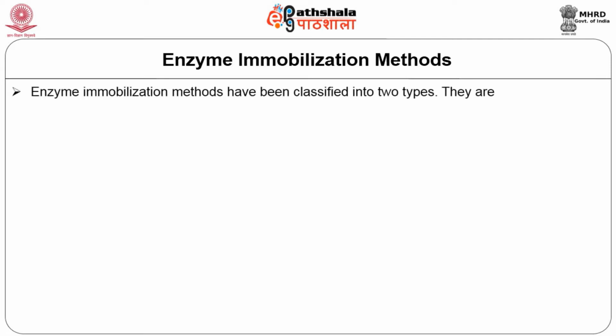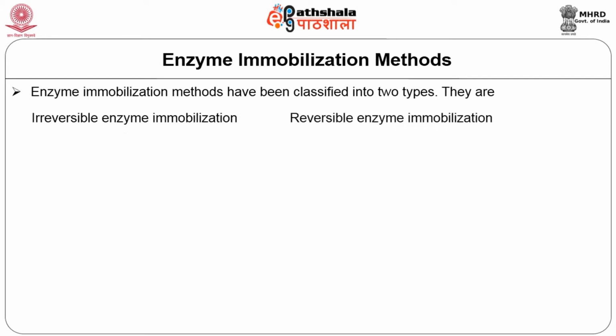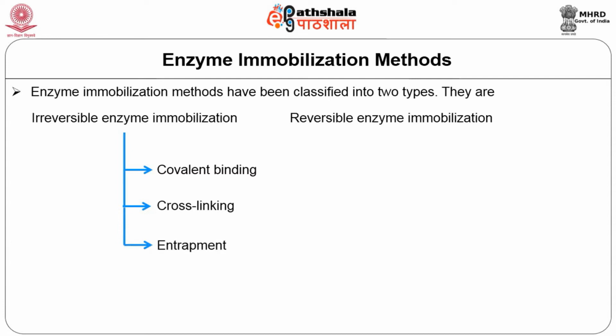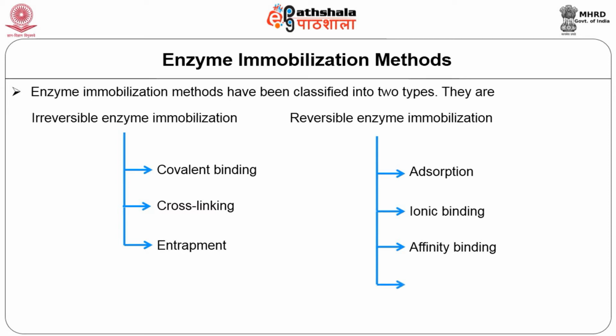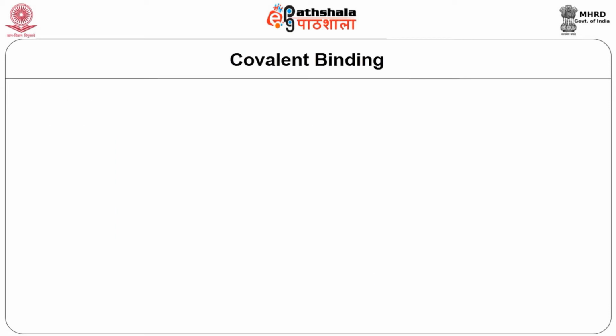Enzyme immobilization methods have been classified into two major types: irreversible enzyme immobilization and reversible enzyme immobilization methods. Irreversible enzyme immobilization includes covalent binding, cross-linking and entrapment. Reversible enzyme immobilization includes adsorption, ionic binding, affinity binding and metal binding.